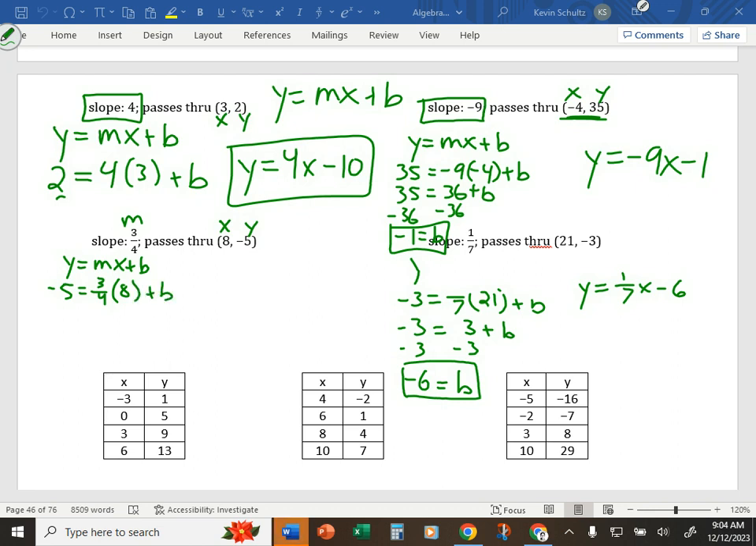-5 equals our slope 3/4 times the x value of 8 plus b. And who can explain to me, Christopher, maybe you can, how do we take 3/4 of 8 mentally? You just gotta know it. How do we calculate that mentally? That's what we're doing. We're taking 3/4 of 8, but how do we actually calculate that? You do 3/4 times 8.